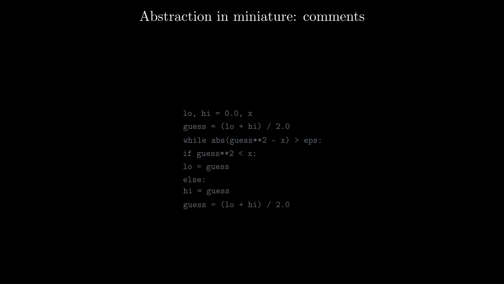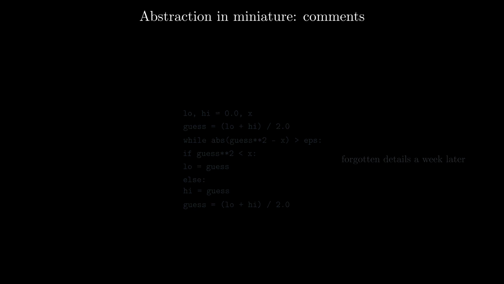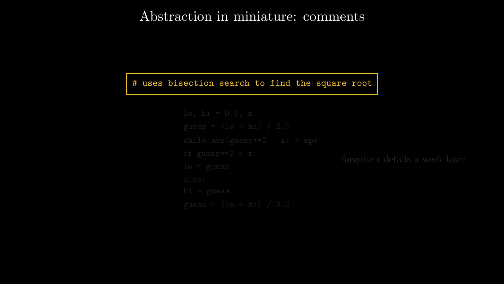And you've already done a tiny version of abstraction too. Comments. Solve a problem set cleverly, come back a week later and the details are gone. But a one-line comment at the top saying this uses bisection search suppresses the details while reminding you what the code does. That's abstraction in miniature.